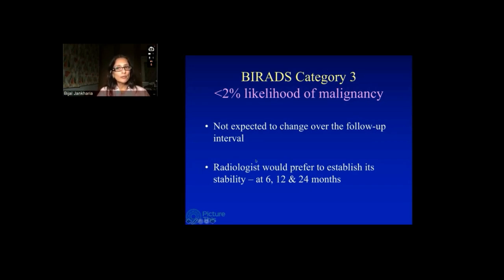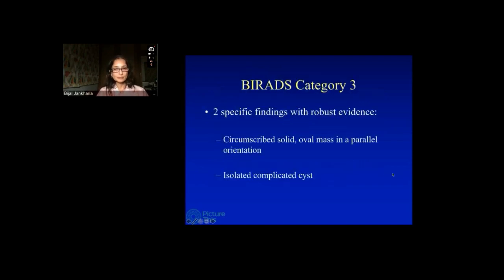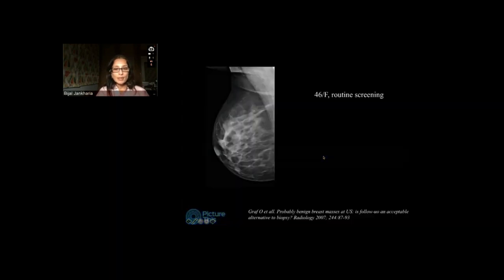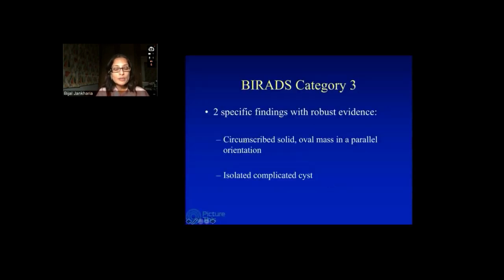In patients whom we get BI-RADS category 3, we would like to watch the lesions at 6, 12 and 24 months to prove its stability. So in ultrasound, there are 2 specific findings with very robust evidence, and one of them being, and this is a paper that came out in 2007, and mind you, all these words are important. A circumscribed solid oval mass in a parallel orientation.